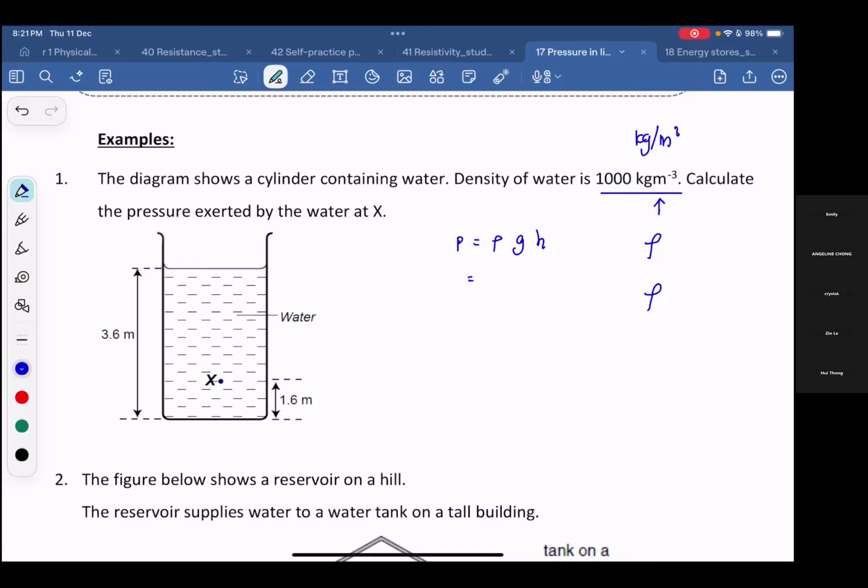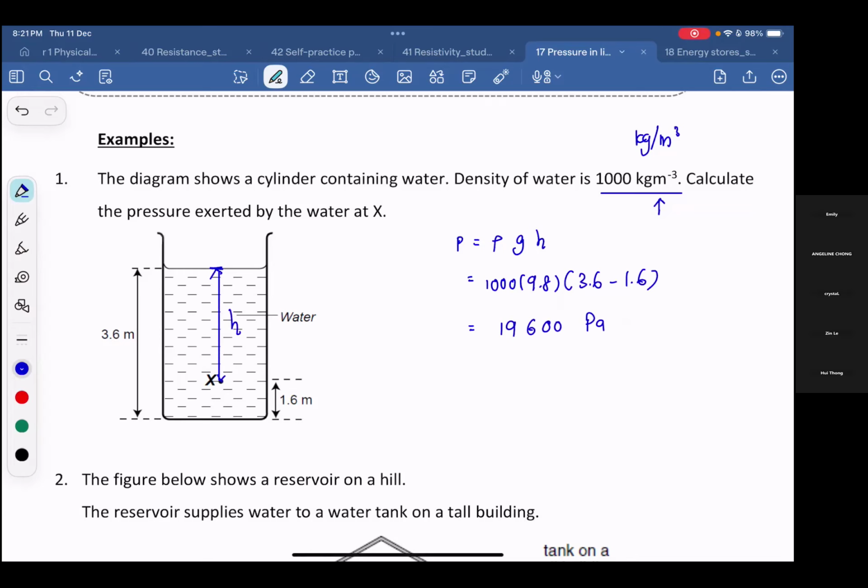So P equals rho g h. This is 1000 times 9.8 times this one, the h being the depth that I mentioned. So boys and girls, it must be from the surface of the liquid until the point that you want to measure. So this is your depth. It should be 3.6 minus 1.6. So here, if we're using three significant figures, this will be our answer.